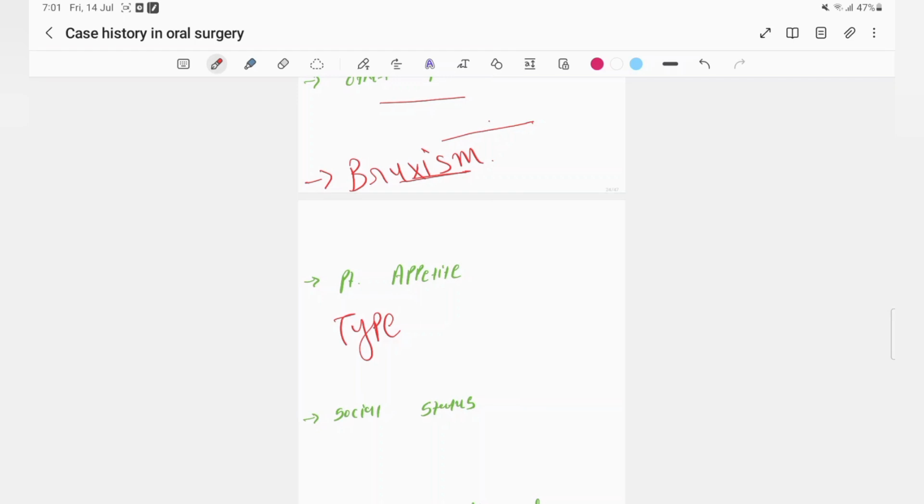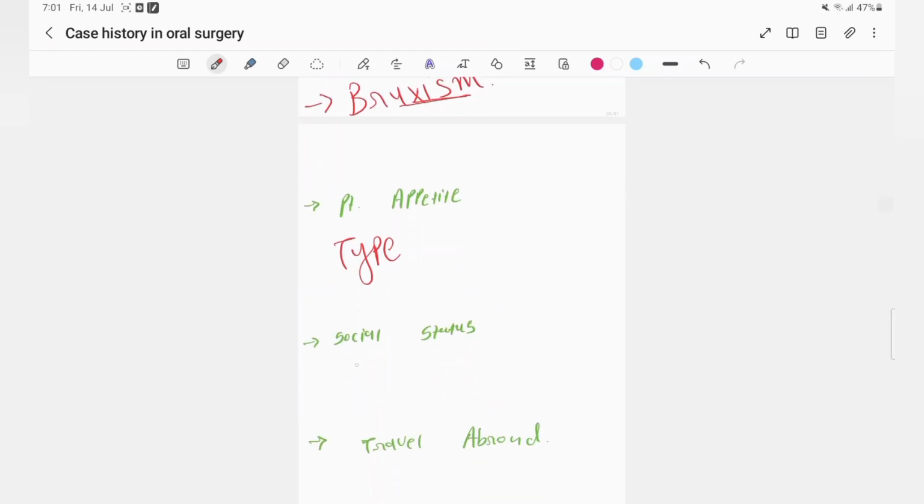Now moving to the next, which is social status. In social status, in high level and middle class patients you will find caries or atherosclerosis, right? But in low social status you will find malnutrition and anemia and infectious diseases like tuberculosis.